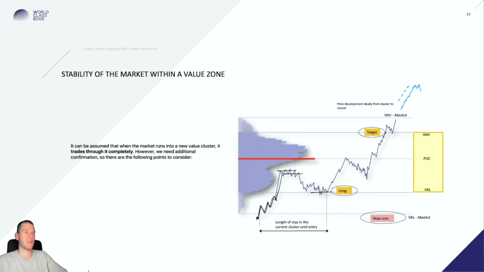But when we accept the value area and the market runs into a value area or a high volume cluster, our plan always is that it trades through the cluster completely, either from the top to the bottom or from the bottom to the top.